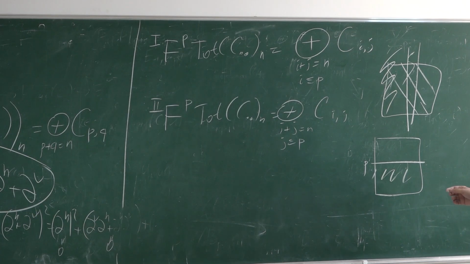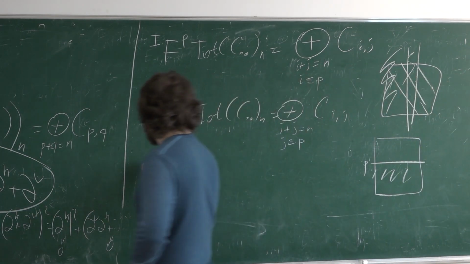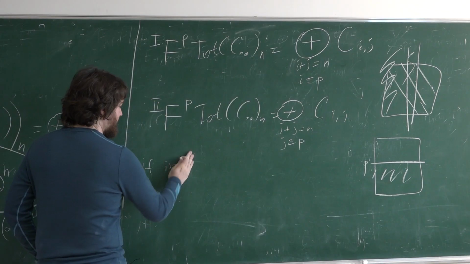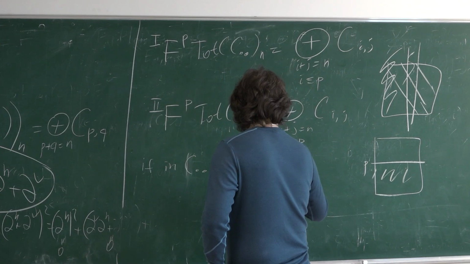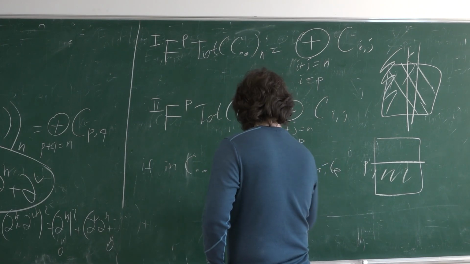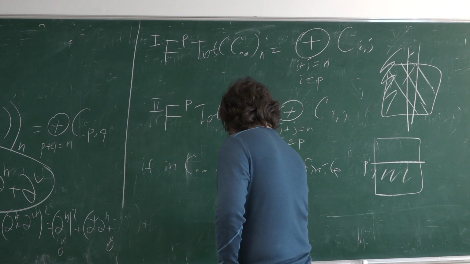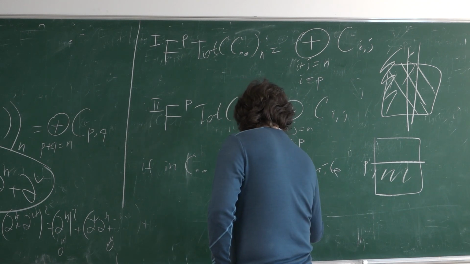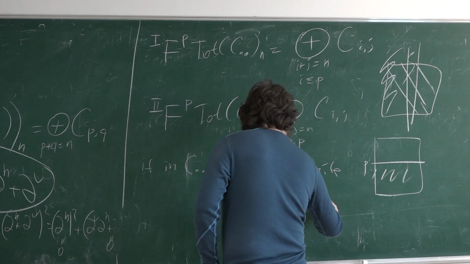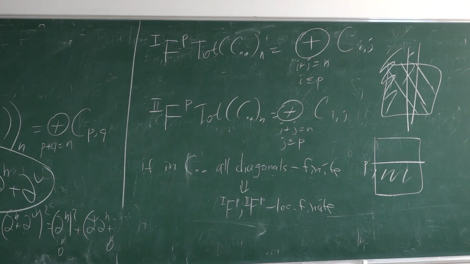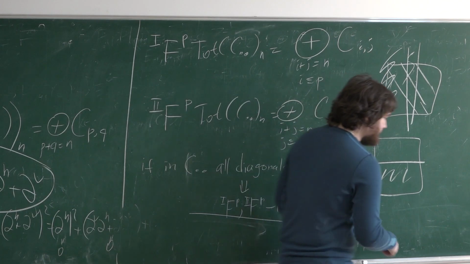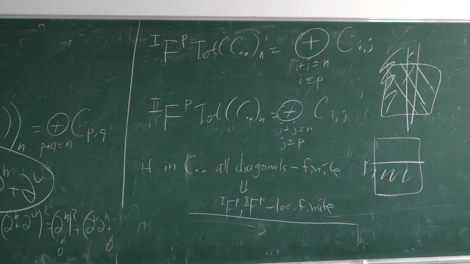But if all my diagonals are finite, then this filtration is also finite, locally finite. For example, if in a bicomplex all diagonals are finite, then these filtrations are locally finite. For example, if my bicomplex is in the first quadrant, then all diagonals are finite, and so the filtration is locally finite. And so we have spectral sequences converging to the homologies of this total complex.